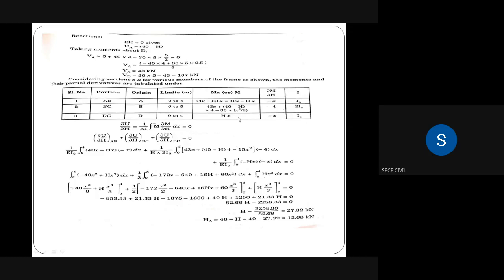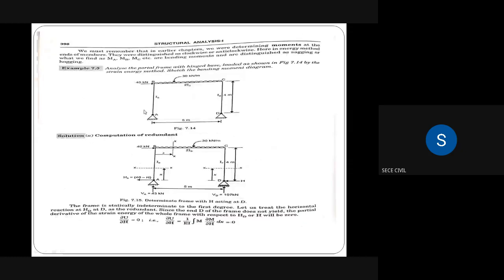So I for span BC is 2I0. Okay. So after calculating the portion BC, the next portion is DC. For portion DC, the origin is D. From here only, from point D only, we are considering the distance X. For the portion CD, the I value is I0, the length is 4 meter.